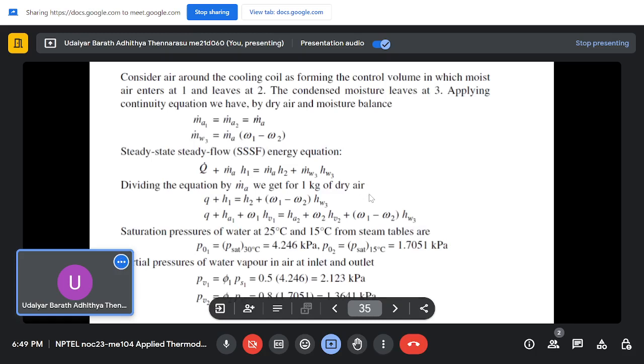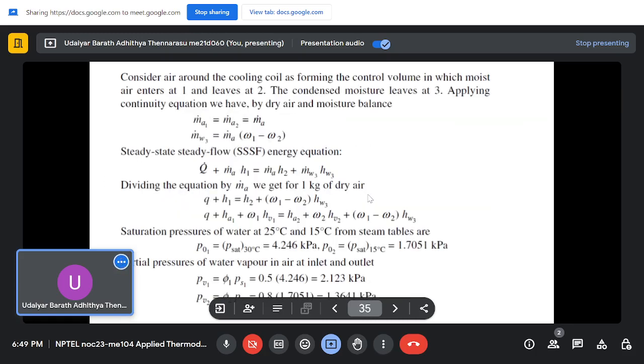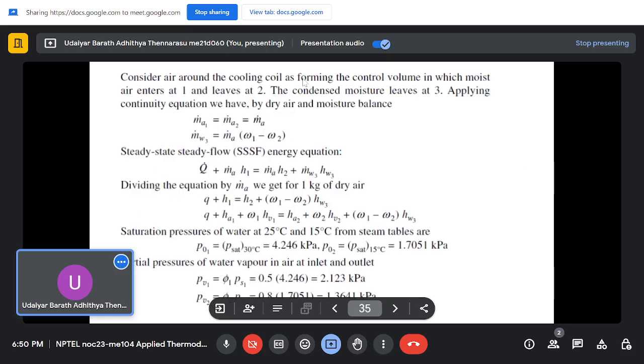So starting with, we need to find out the amount of heat and moisture removed. So initially the dry air will remain the same, but the amount of water vapor which is collected at the bottom will be m dot a into the difference in the specific humidity between the inlet and the exit. So m dot a into omega 1 minus omega 2. So if you see, omega 1 is m dot v1 by m dot a minus m dot v2 by m dot a. So m dot a cancels. So it's just the difference between the mass of water vapors.